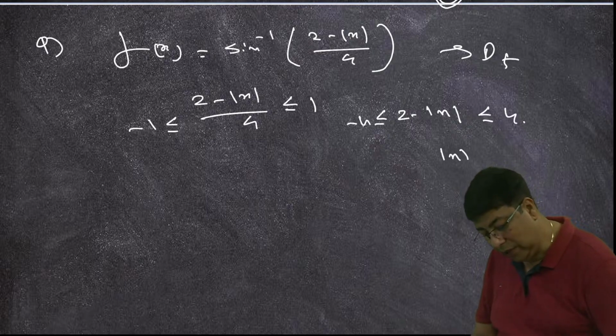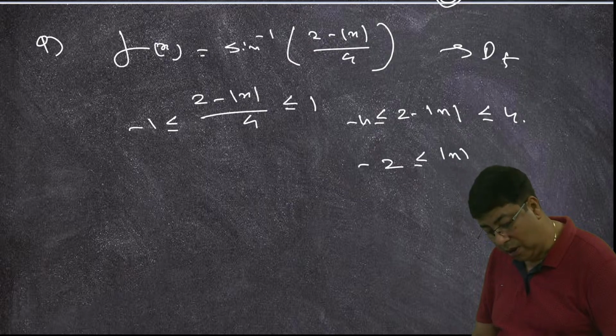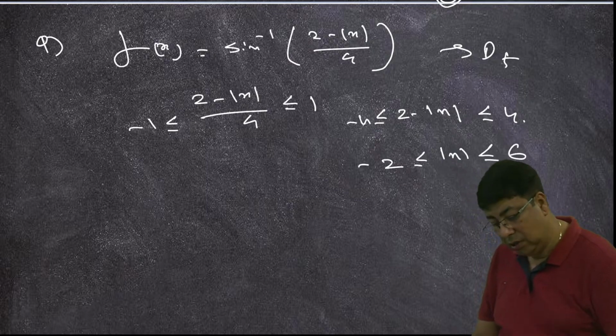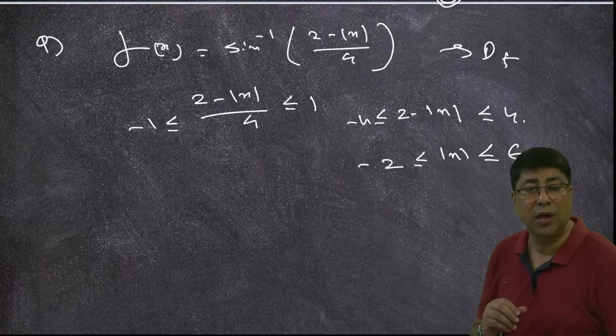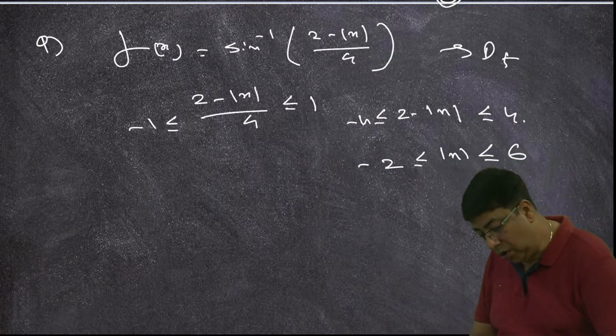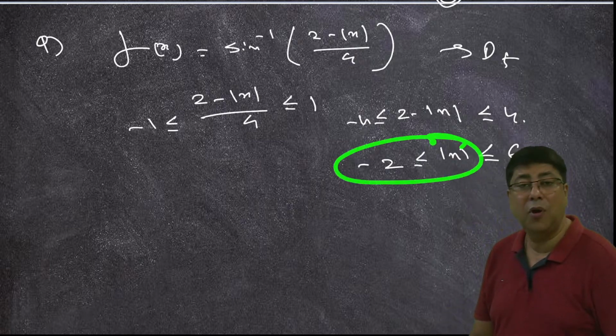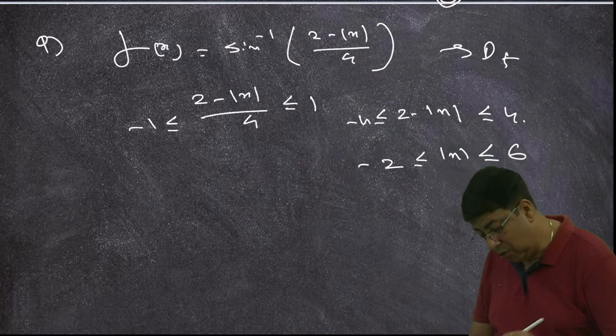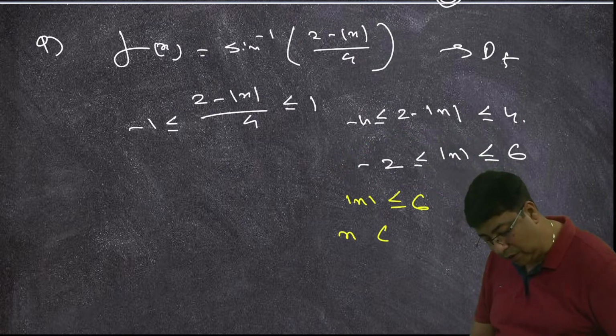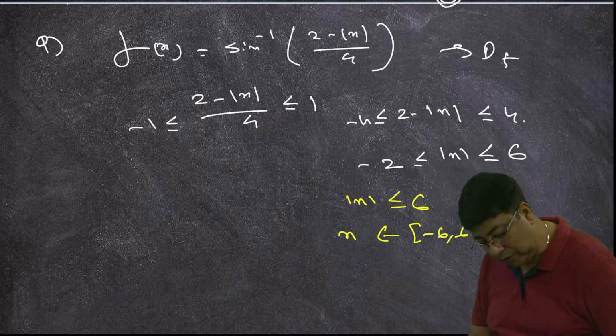Therefore, |x| is greater than or equal to minus 2 and less than or equal to 6. So |x| greater than or equal to minus 2, everybody knows this always holds, so it is not under our consideration. |x| less than or equal to 6, so x belongs to minus 6 to plus 6.